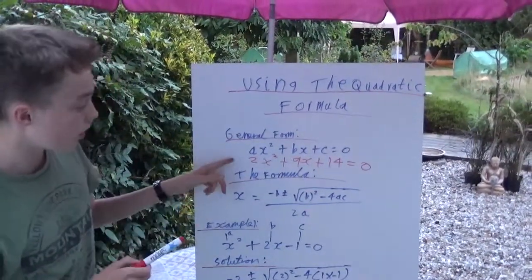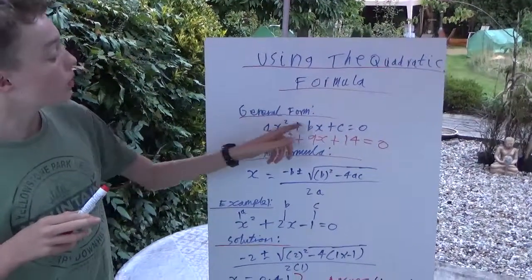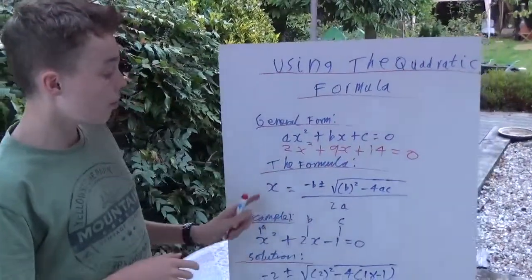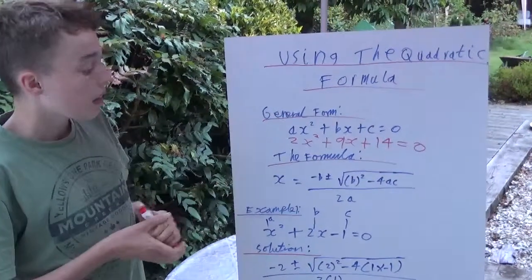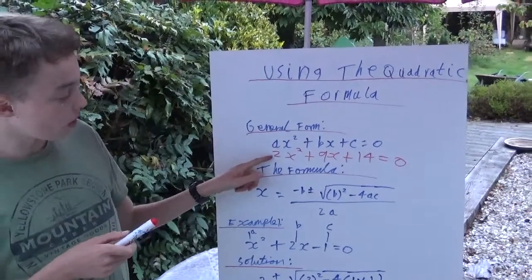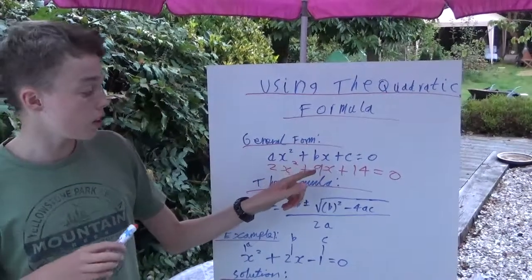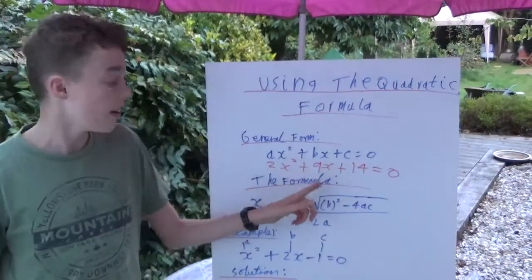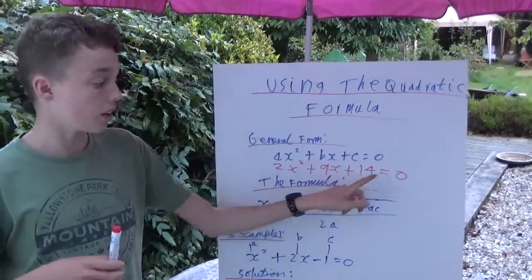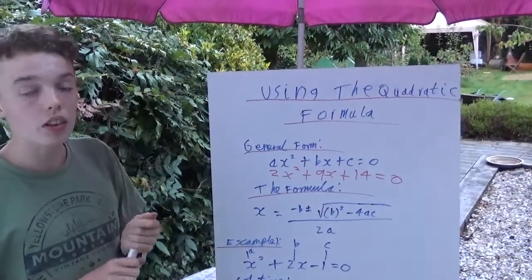First things first, the general form is ax squared plus bx plus c equals 0, and it always has to equal 0 if you're going to use this equation. I'm just going to give you an example. a, which is the coefficient of x squared, in this case 2, plus bx, where b, the coefficient of just x, is 9, plus c, which is just a constant, in this case 14, all equals 0. That's just an example to illustrate a, b, and c.